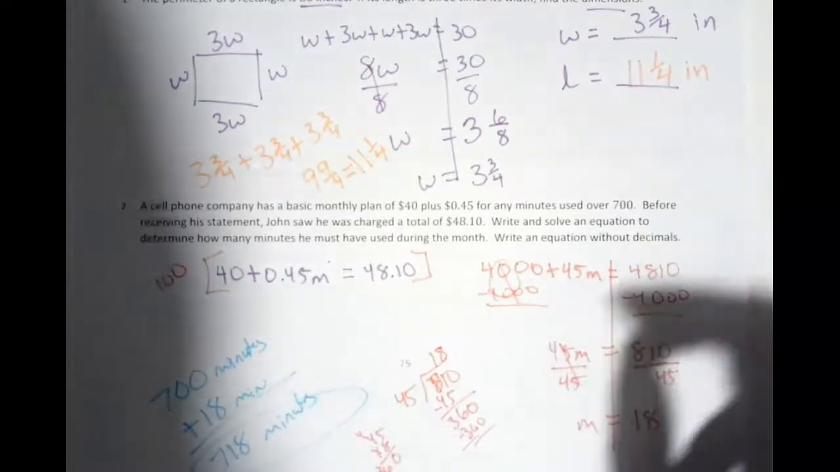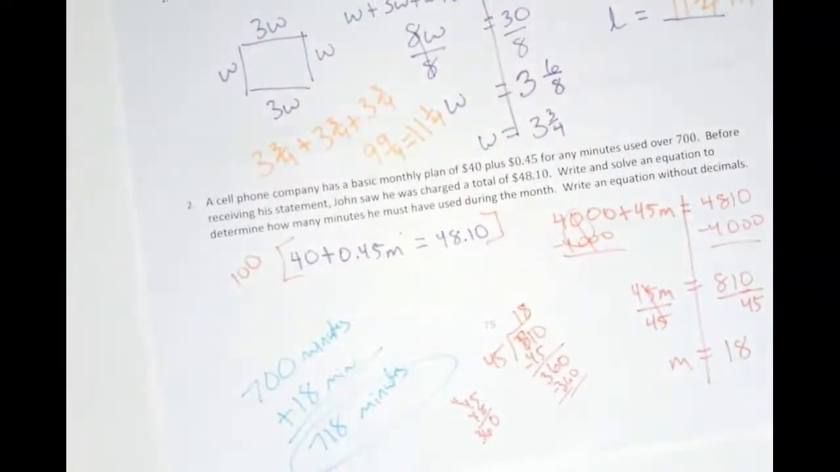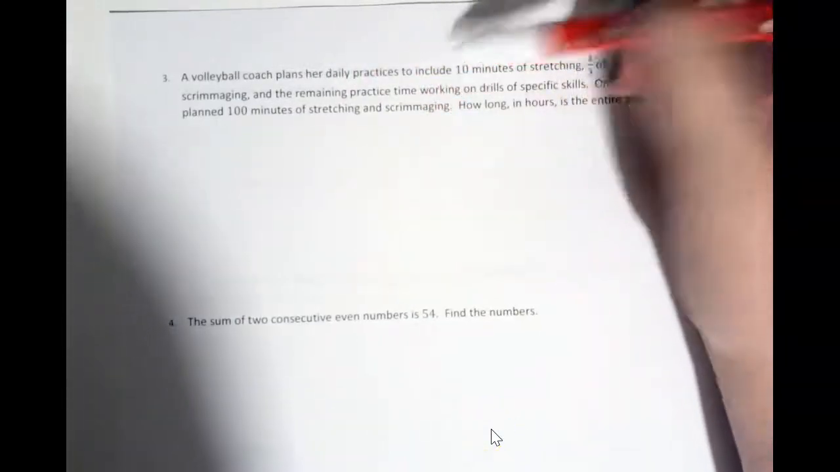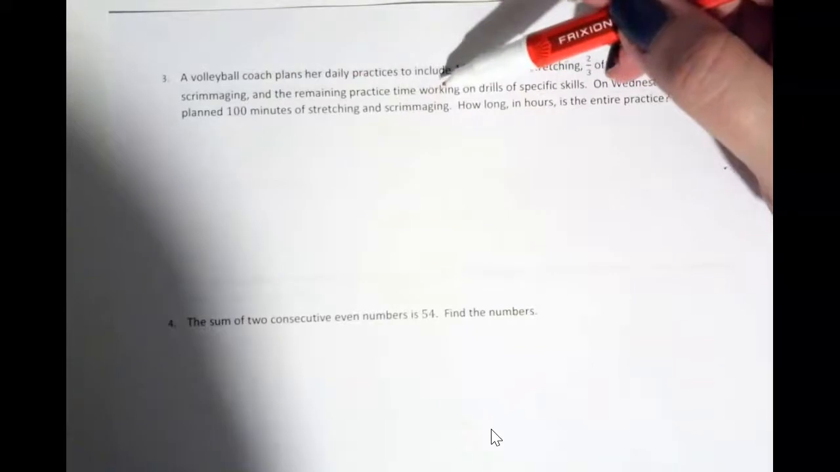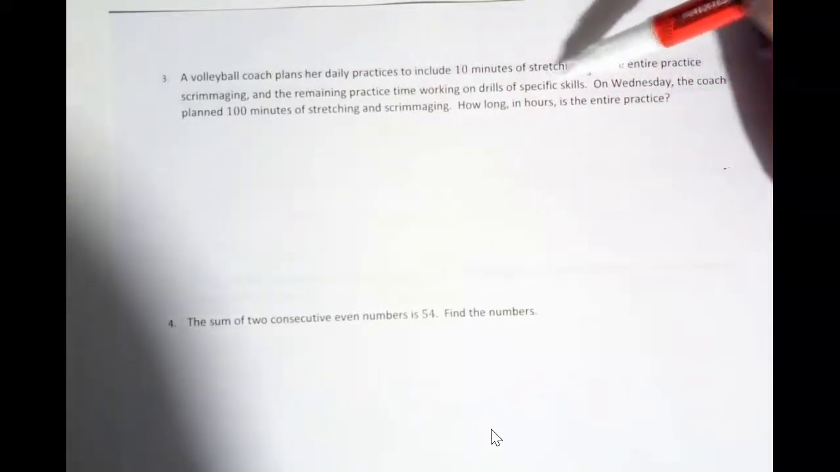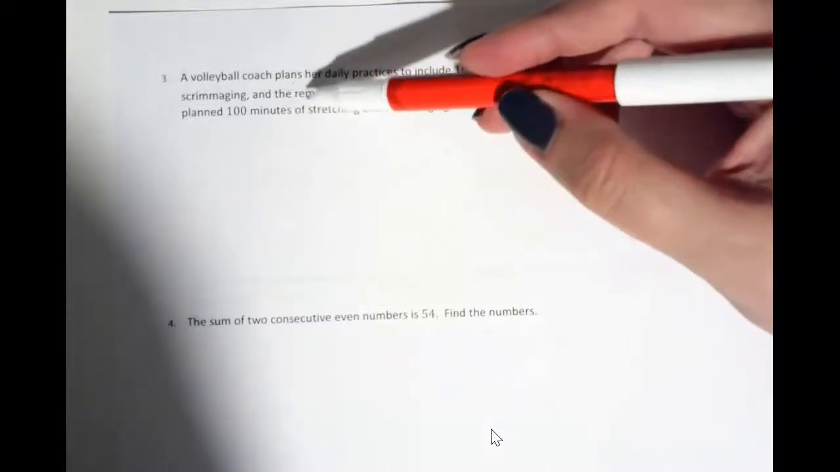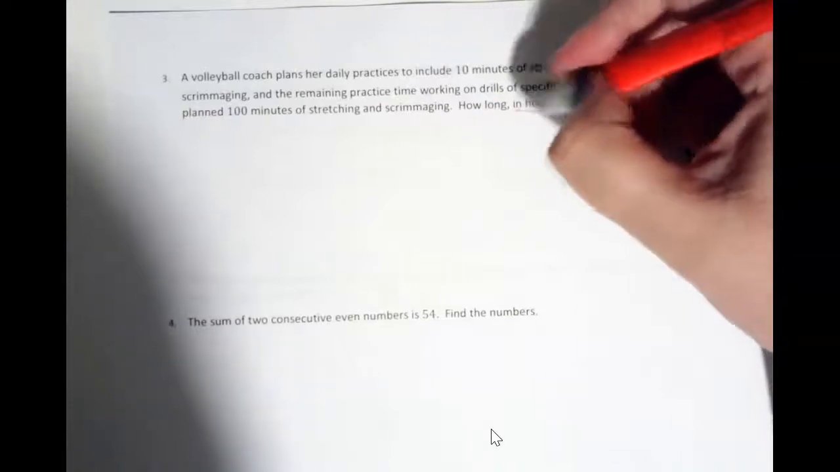This is how cell phone plans used to work. Not so much anymore, but this problem made it through. A volleyball coach plans the practice to include 10 minutes of stretching and 2/3 of the practice scrimmaging. The remaining time is working on drills of specific skills. On Wednesday, the coach planned 100 minutes of stretching and scrimmaging. How long in hours is the entire practice?